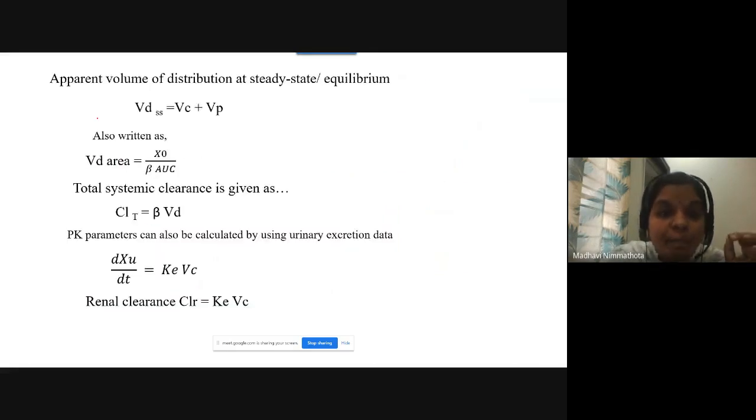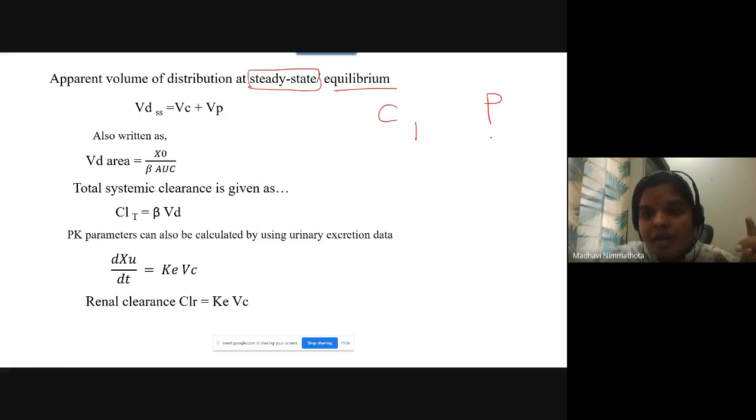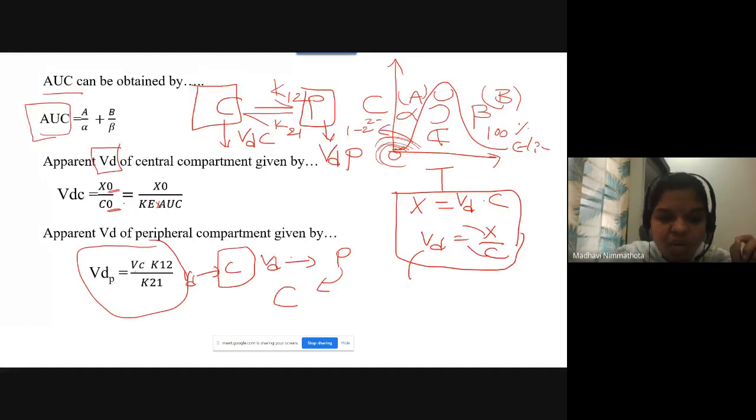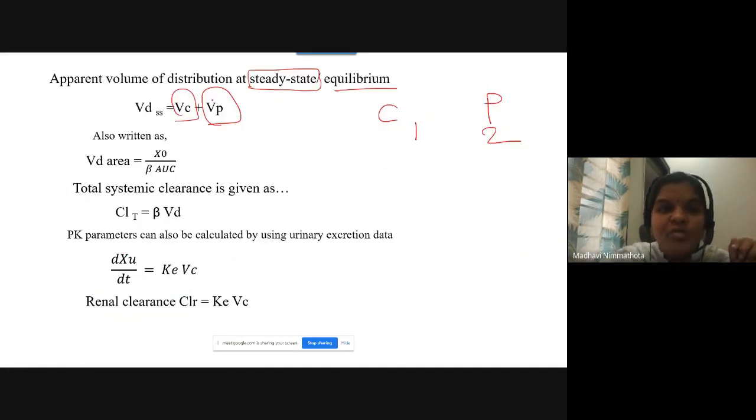Then apparent volume of distribution at steady state, or else it is also called equilibrium. So here we are taking C and P, 1 and 2. At steady state, there is a need to add these two volumes, that is VC plus VP, volume of central compartment and volume of peripheral. Here we can get them individually, volume of central and volume of peripheral. Then we add these two volumes, and we get volume of distribution at steady state.